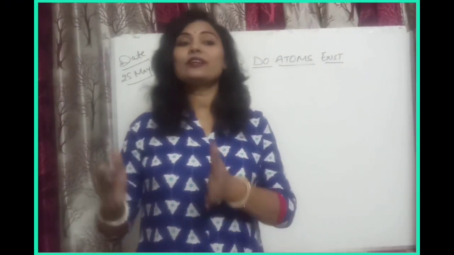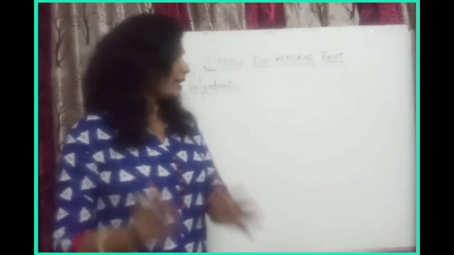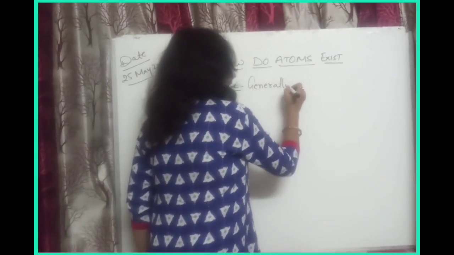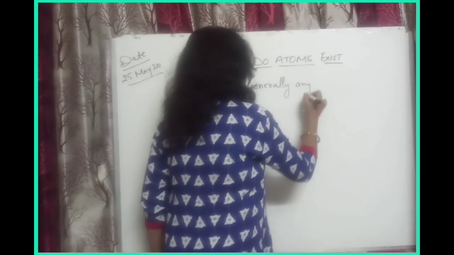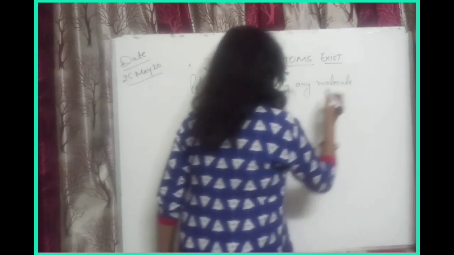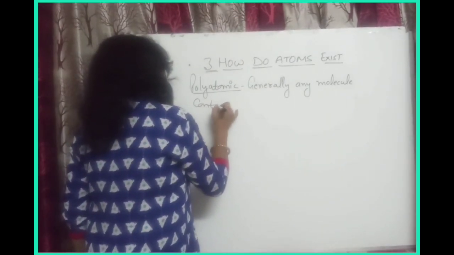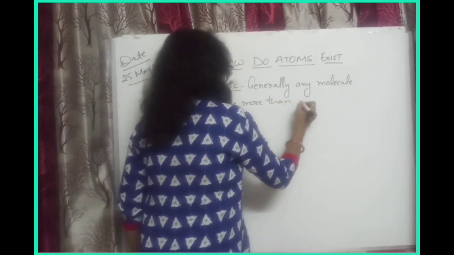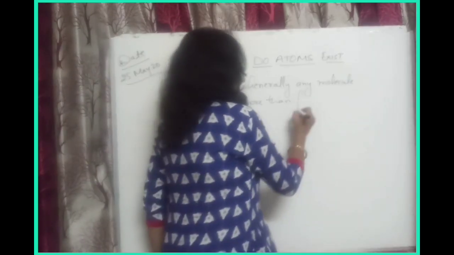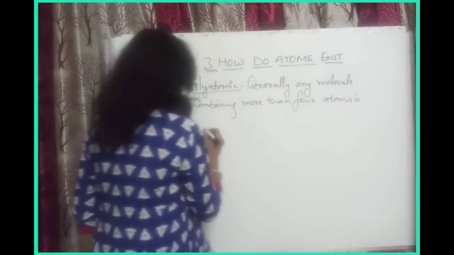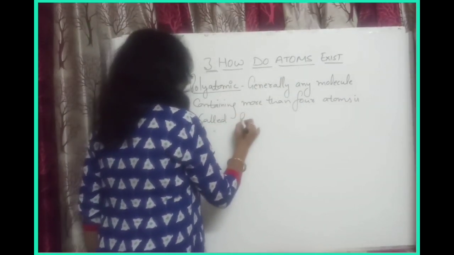Generally, any molecule containing more than 4 atoms is said to be polyatomic. So you can write generally: any molecule containing more than 4 atoms is called polyatomic.